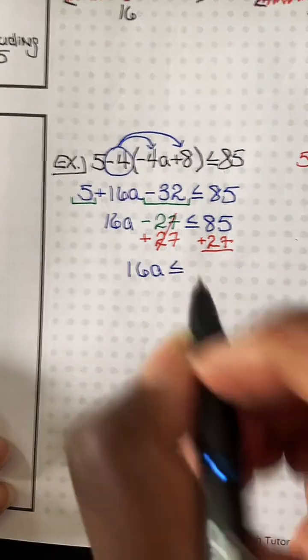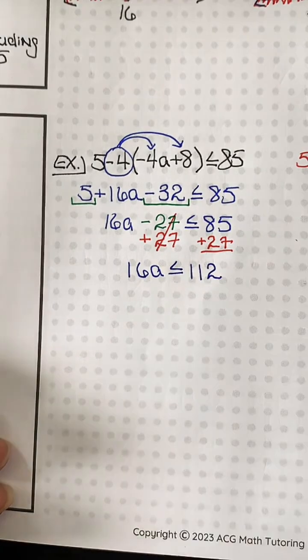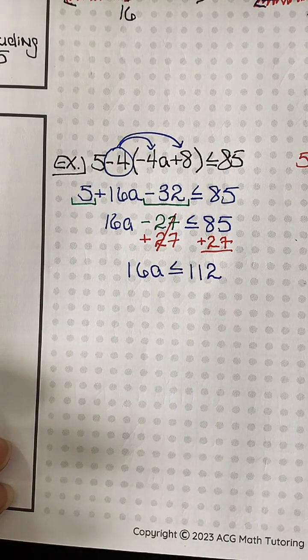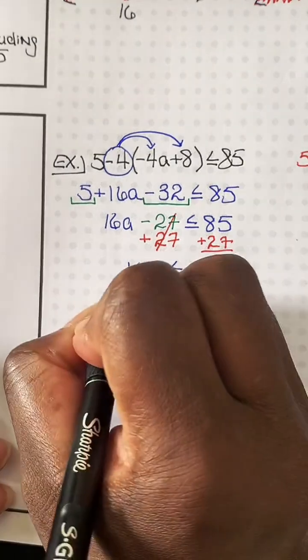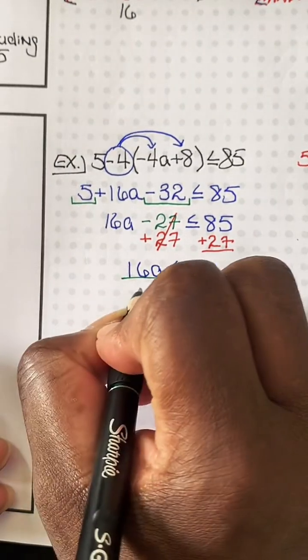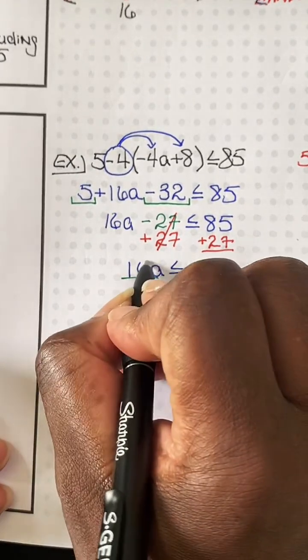And then we have a 112. Okay, so 16a is less than or equal to 112. All right, awesome. That's exactly what this is, Aiden. Good job. Way to identify that. So now we're going to divide. Yes, we're going to divide this 16 on both sides. So we're dividing the 16 on both sides.